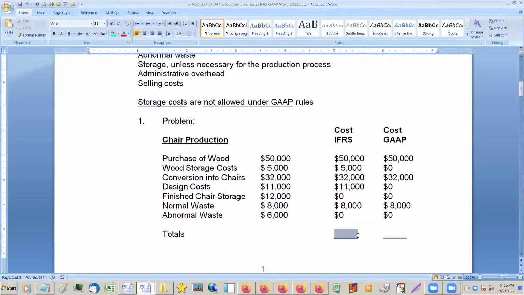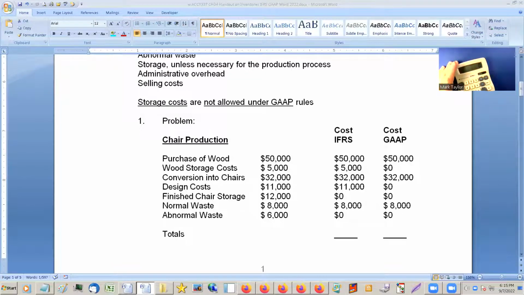Okay, so we have to add these up. Time for the calculator. I got my calculator. I got my, where is it? That's the better camera. Okay.